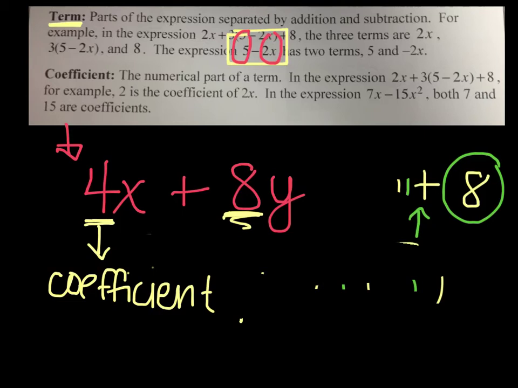Let's look at this one up here. If you look right here, what do you think the coefficients are in this expression? Well, the 7 would be the coefficient in that term, and here's the 15. So it's the number part of those terms. Those are a couple other words that you'll hear me saying.